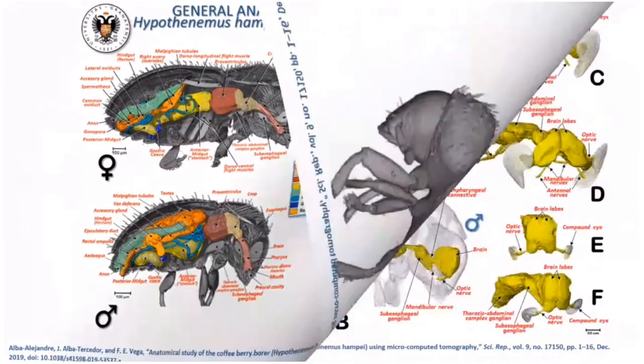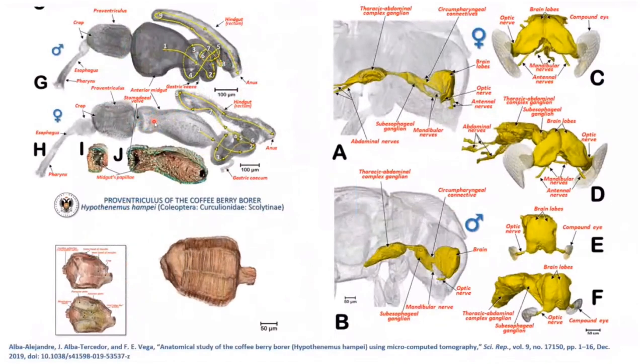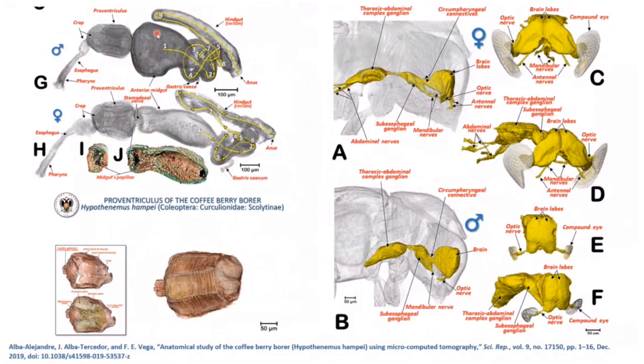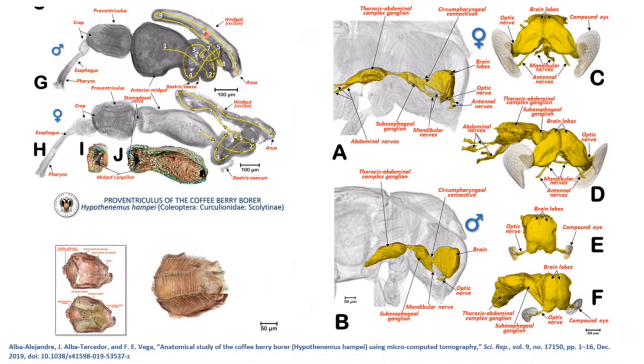When studying the anatomy, we could discover, for instance, that male and female have sexual differences in the digestive system. Look at how big the stomach of the male is compared with the female. Because the male is shorter than the female, and they have the same length of intestine tube, they have more convolutions in comparison with the female.